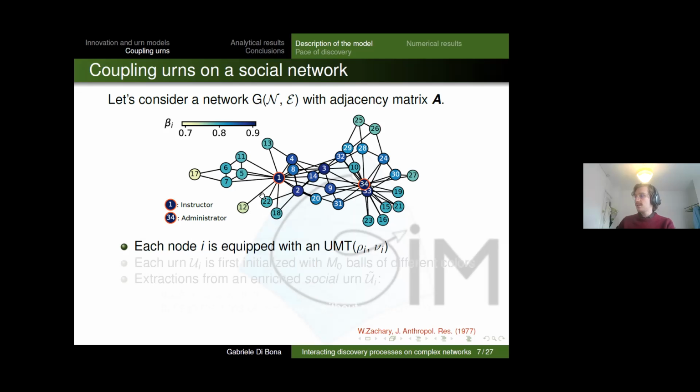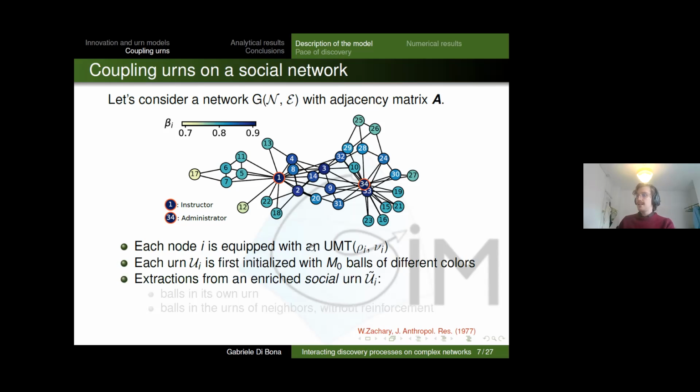So the model is really simple now, and it's not much more complicated than the one I showed you just before. Every node now has an urn model with triggering, eventually with different parameters, but in this presentation they will always be the same. Everyone has his own urn, which is of course initialized with some number of balls of different colors at the beginning. But the important thing now is that the extractions that happen in all the urns are actually from an enriched social urn.